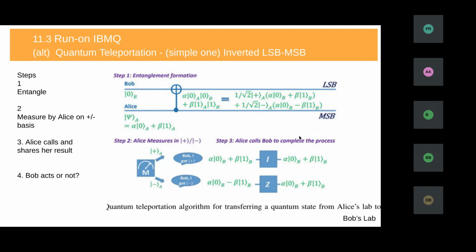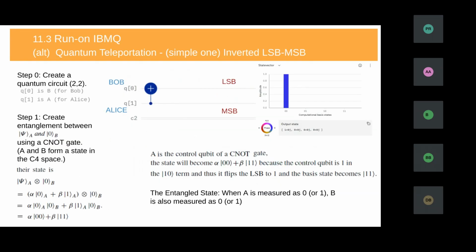The same thing is expressed here, nothing much new on this. It's a simple one. What we did, it's simply that the MS bit and LS bits are reversed. And this is step 1, 2, 3. There is a step way of doing this. So the quantum teleportation algorithm for transferring a quantum state from Alice to Bob, that is the one which is represented here. Now, this we will see by a run on IBMQ.